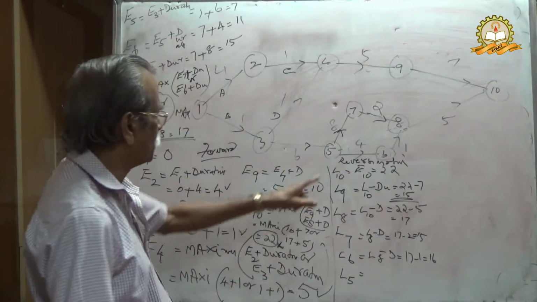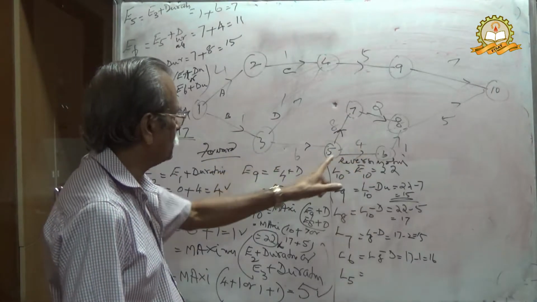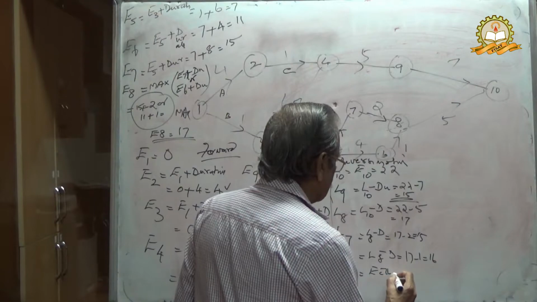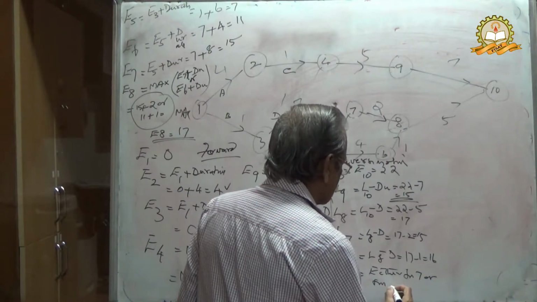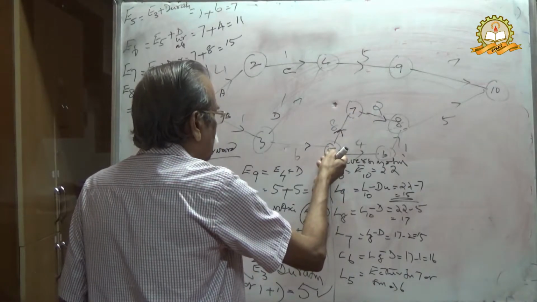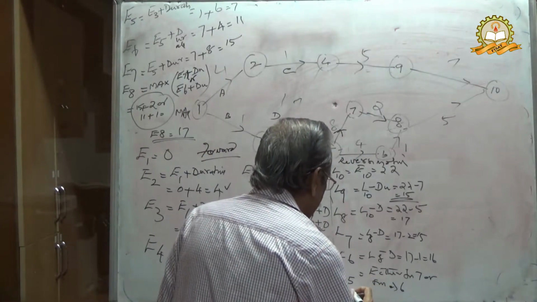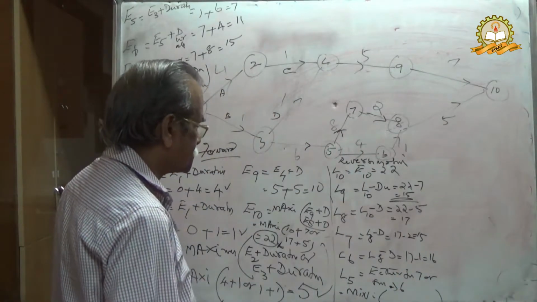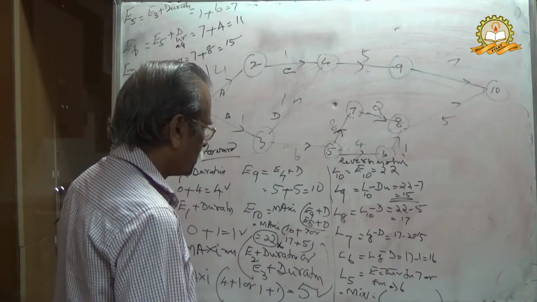L5 equal to, now you can think of this L5. It can come either from 7 or from 6. In reverse motion, it can reach either from 7 or from 6. Here we write minimum of either from 7 or from 6.